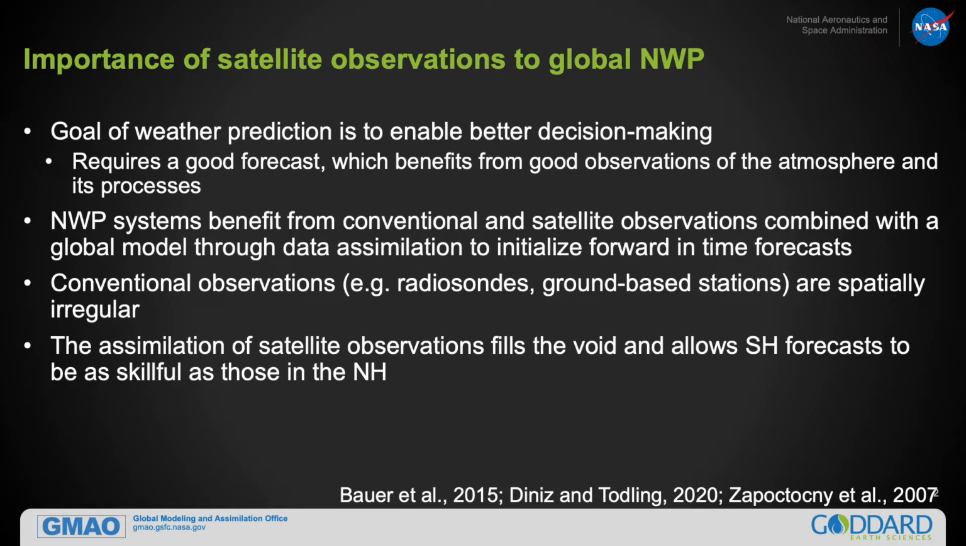NWP systems ingest both conventional and satellite observations and combine them with a global model through data assimilation to initialize forward-in-time forecasts. Conventional observations, like radiosondes and ground-based stations, are spatially irregular, and NWP systems use satellite observations to fill the void. This has been so successful that Southern Hemisphere forecasts are now as skillful as those in the Northern Hemisphere, even though fewer conventional observations exist there.